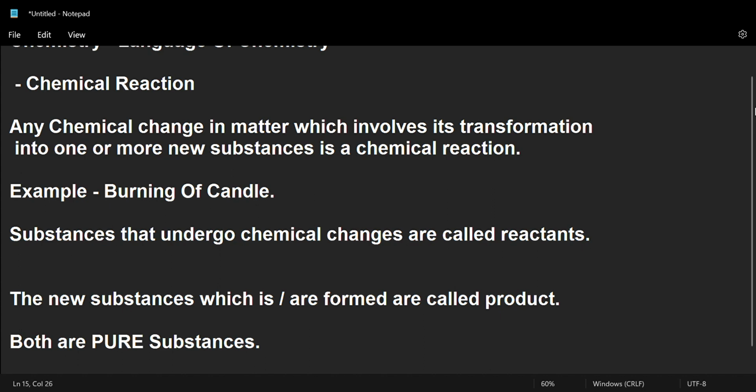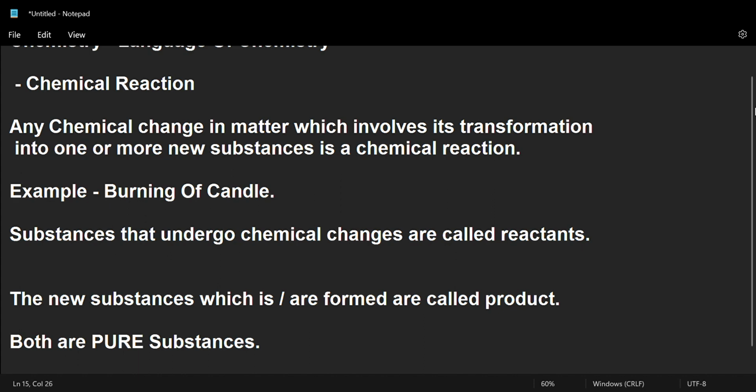Thus, a chemical reaction may involve a combination of two or more elements or compounds reacting with each other to form a new compound, or it may involve splitting of a compound into two or even more elements or compounds. It also involves reaction between an element and a compound or two compounds to give more than one product. So, whenever a chemical change occurs, we can say that a chemical reaction has taken place.